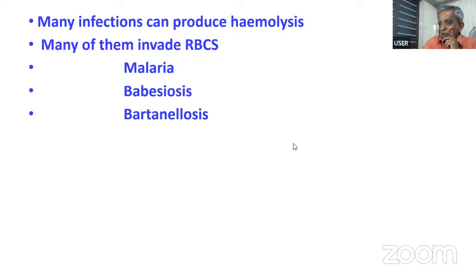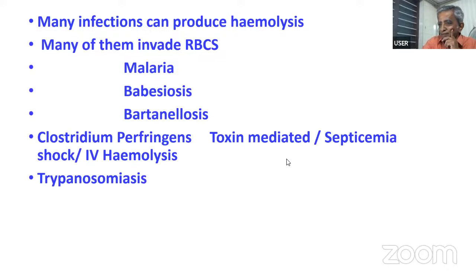Typical ones are malaria, babesiosis, Bartonella, and Clostridium perfringens. It is toxin-mediated septicemia, shock, and hemolysis, predominantly intravascular hemolysis. Then rarely trypanosomiasis, not a problem here. Visceral leishmaniasis can be a problem here.